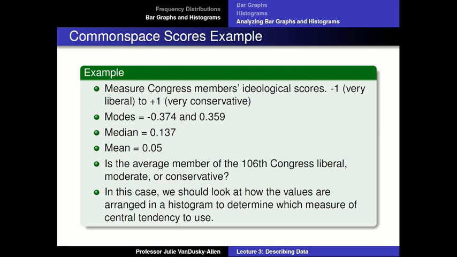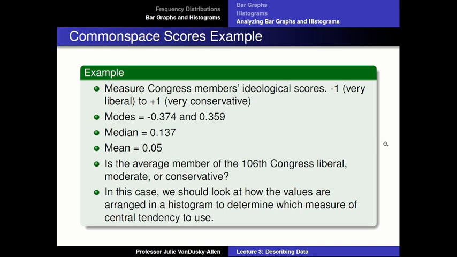However, the mode, median, and mean tell us different things about the typical value of the variable. According to the modes, the typical members of the House are either liberal, with a score of -0.374, or conservative, with a score of 0.359. According to the median, the typical member is moderately conservative, with a score of 0.137. And according to the mean, the typical member is moderate, with the value of 0.05. So which one is correct?